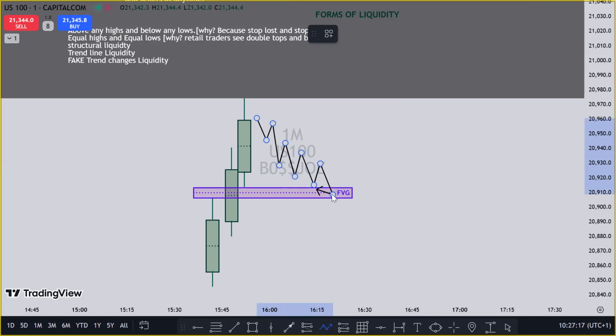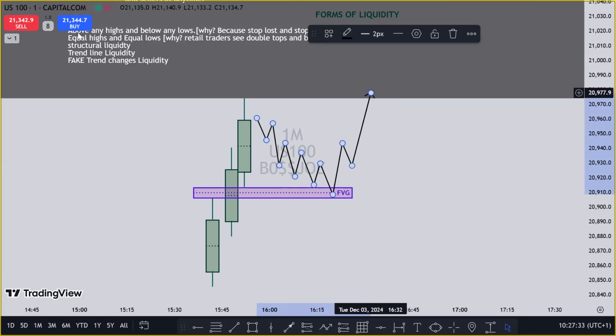Once any break of structure, anytime you see break of structure, the next thing I want you to check in that 1 minute time frame is a fair value gap that breaks that structure. Use that as an entry and go to the upside. That is what I want you to be doing every day.